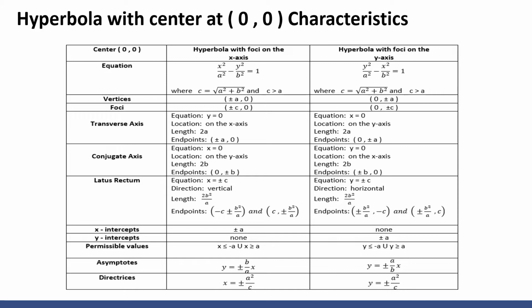This table shows the characteristics of hyperbola with center at origin O, dun sa point 0, 0. And same with other conics, meron ulit tayong patterns na pwede nating sundan. Dito, one is a hyperbola with foci on the x-axis and hyperbola with foci on the y-axis. Kung paano natin ginawa yung mga naunang conics, ganun din natin gagawin itong hyperbola with center at 0, 0. Susundan lang natin itong ating given patterns and characteristics upang sa ganun, magawa natin ang problems regarding hyperbola.